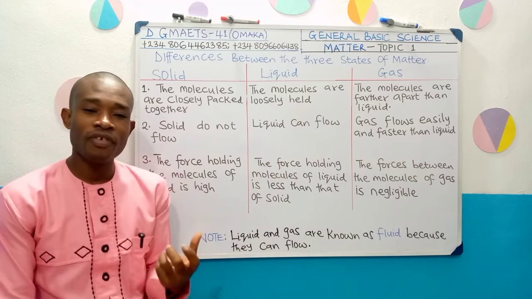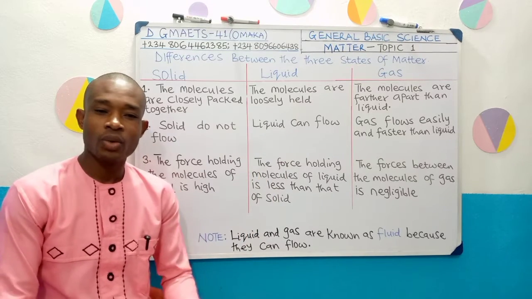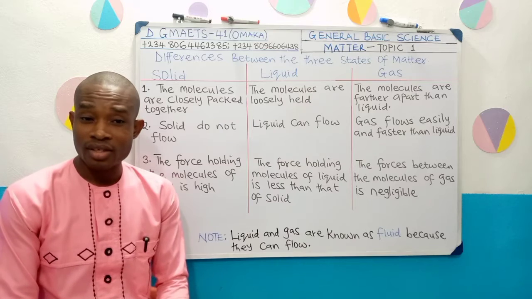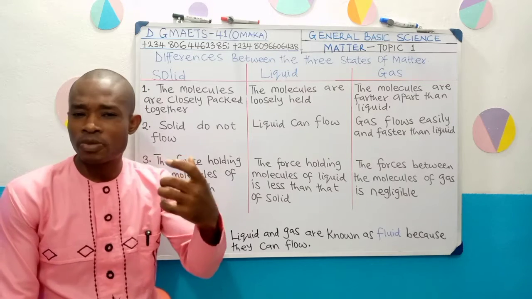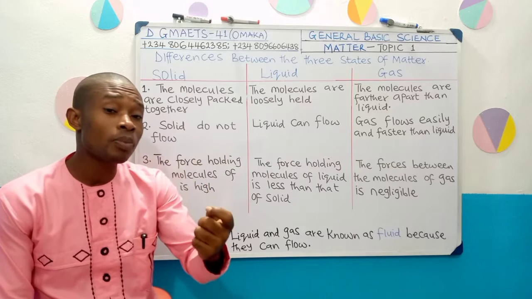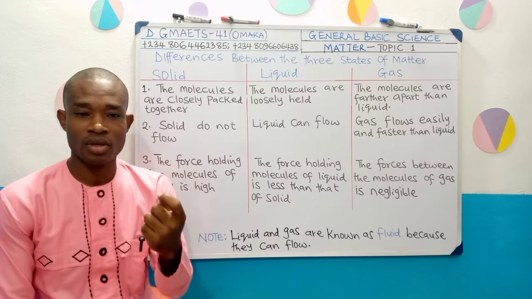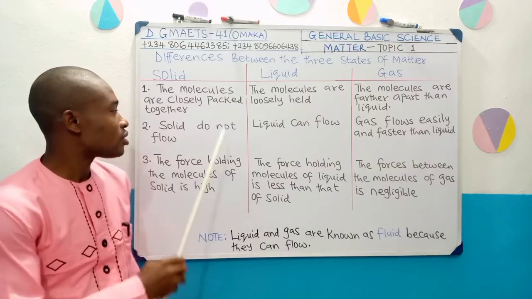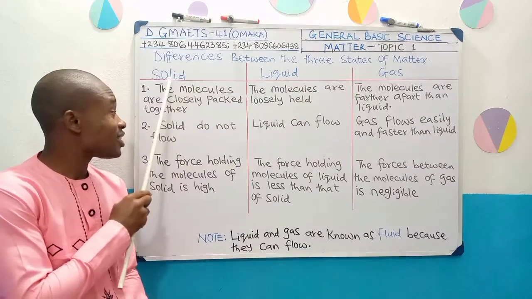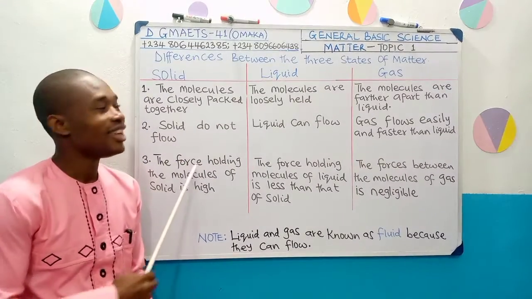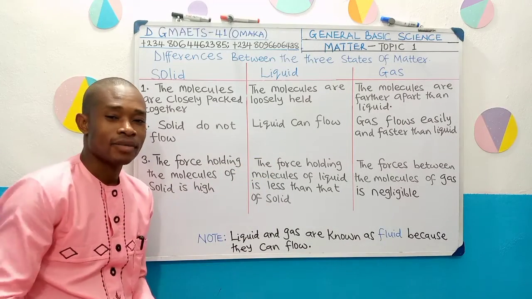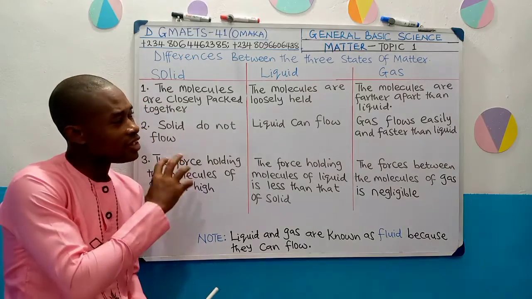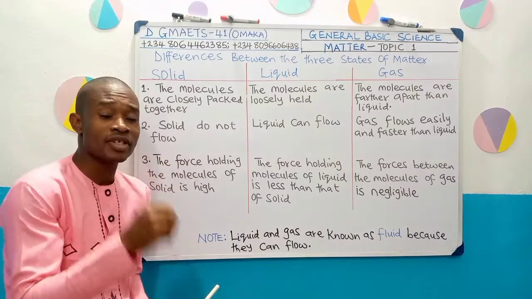These are some differences between solid, liquid, and gas as states of matter. You might be asked, what are the properties of solid, properties of liquid, or properties of gases? All you need to do is pick each of them here. These things are the properties of solid. These ones are the properties of liquid. These ones are the properties of what? Gas.